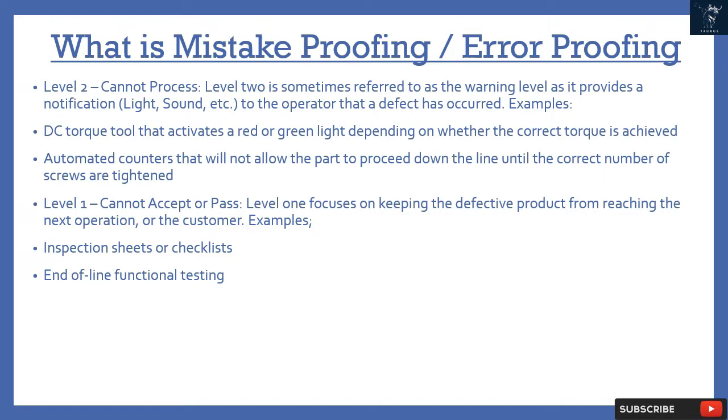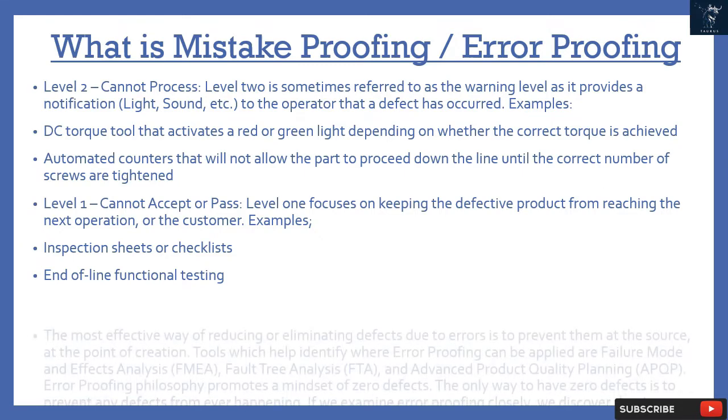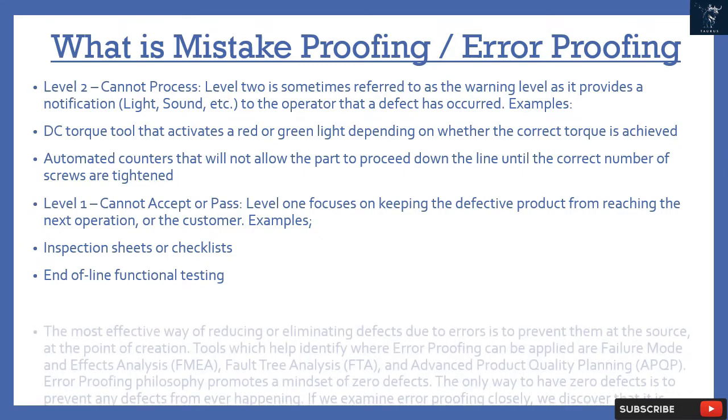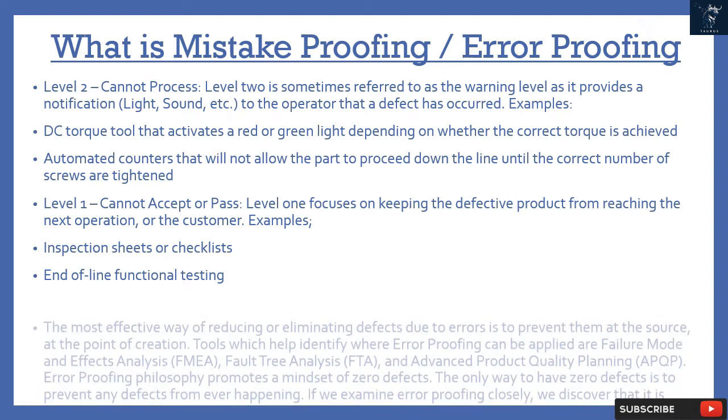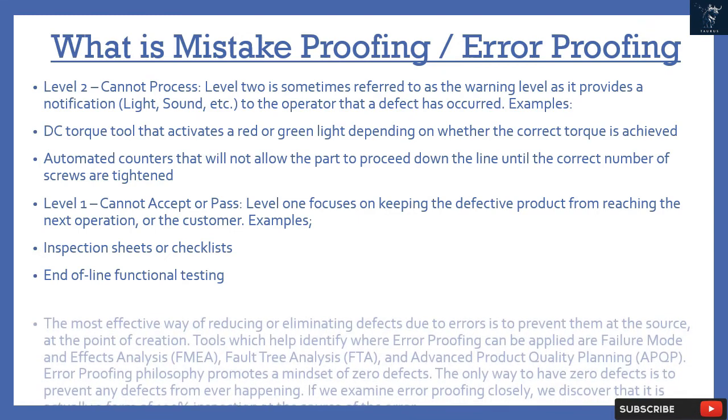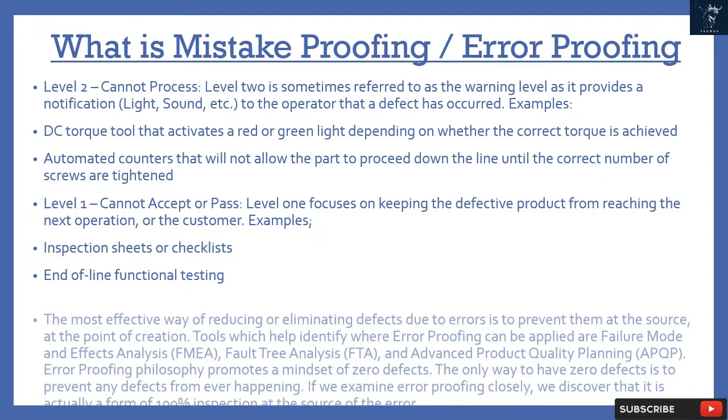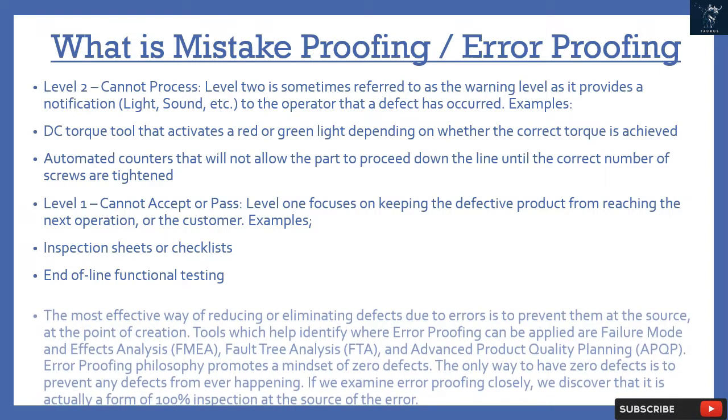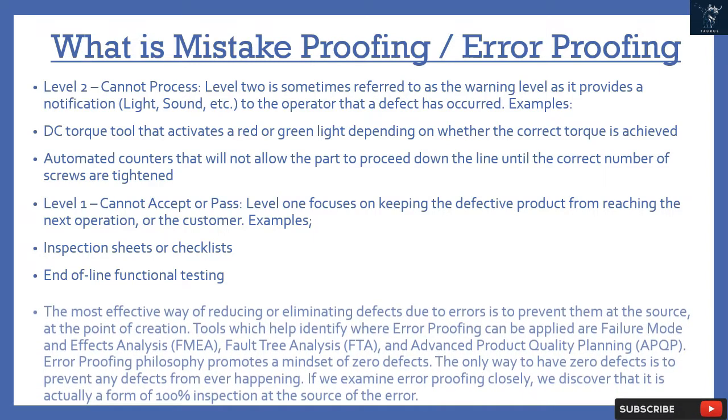Tools which help identify where error proofing can be applied are failure mode and effects analysis (FMEA), fault tree analysis (FTA), and advanced product quality planning (APQP). Error proofing philosophy promotes a mindset of zero defects. The only way to have zero defects is to prevent any defects from ever happening. If we examine error proofing closely, we discover that it is actually a form of 100% inspection at the source of the error.